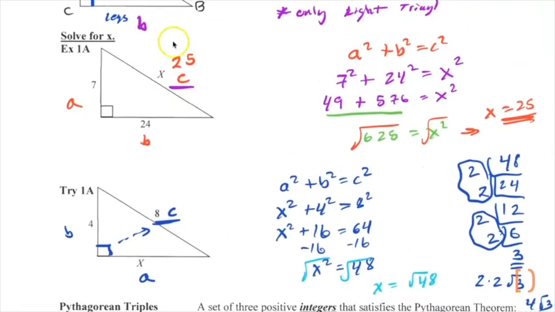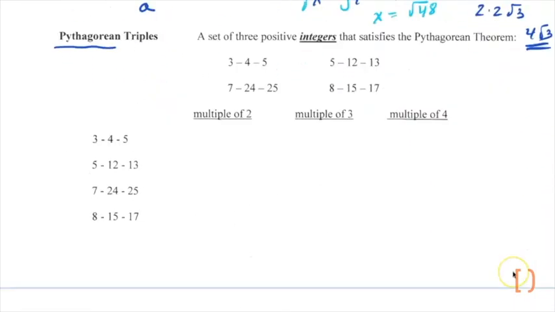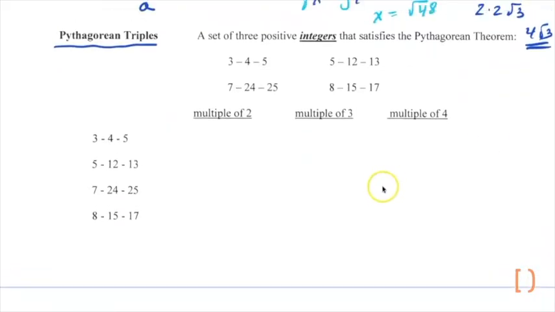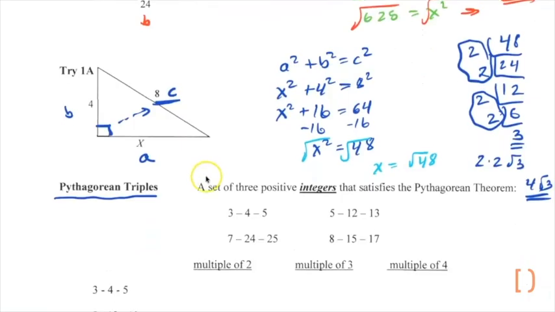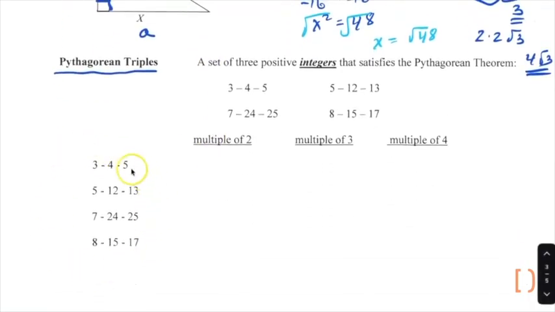Now, sometimes you have nice ones. This first one here, those are called Pythagorean triples. And if you know a couple of them, then you don't have to do the math on them. If you knew this was going to be 25, because this one's a nice one, you just have to write 25 there. So here are the most famous Pythagorean triples: 3, 4, 5; 5, 12, 13; 7, 24, 25; 8, 15, 17. This one we did earlier.